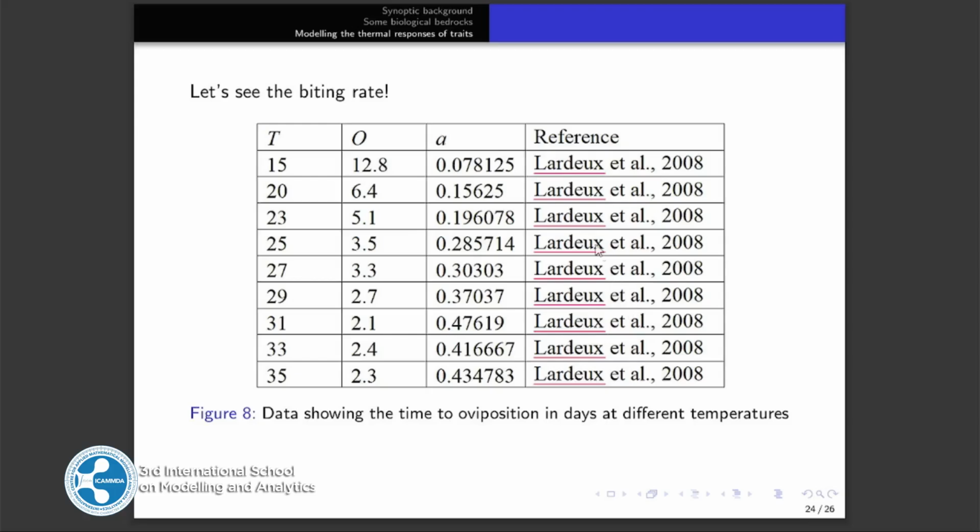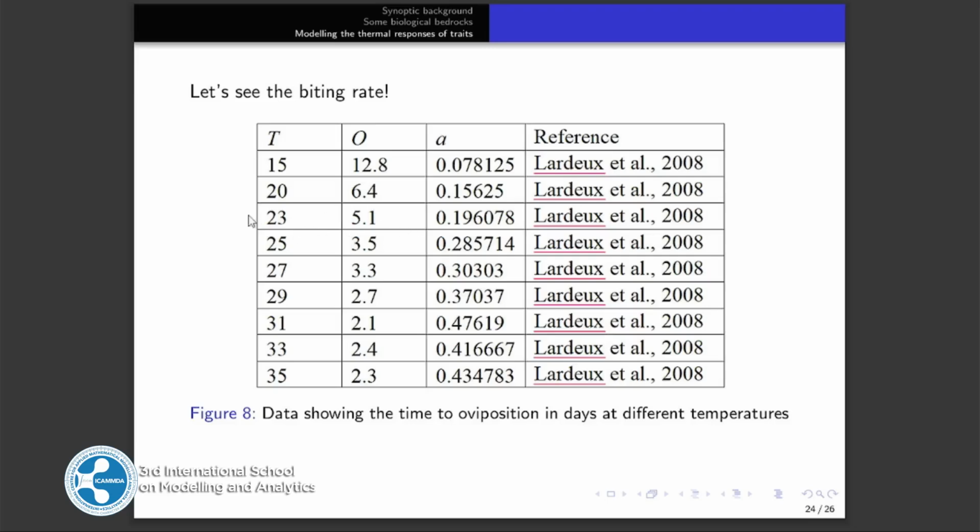All right, so now let's see the biting rate. Because as I've said, under the force of infection, we also have the biting rate. So this one here is the temperature. This O here represents the time to oviposition. After the mosquito has sucked the blood and fertilized the egg, it moves around to oviposit, that is, to lay eggs. So the time it takes at 15 degrees Celsius is 12.8 days. The time it takes at 20 degrees Celsius is 6.4. Are we there now?